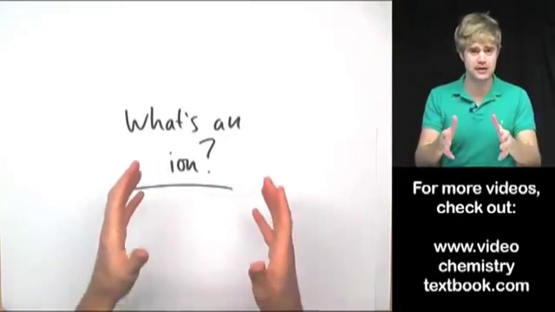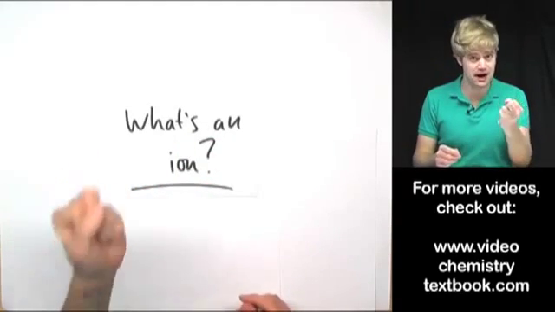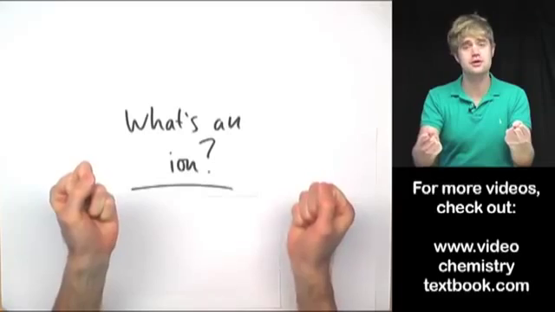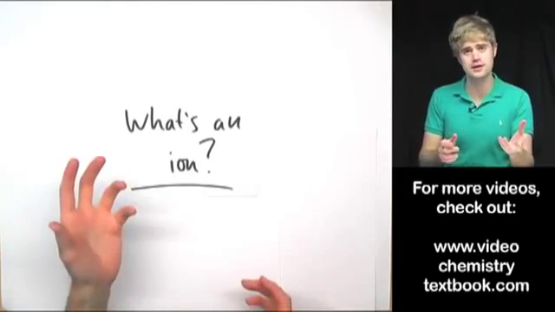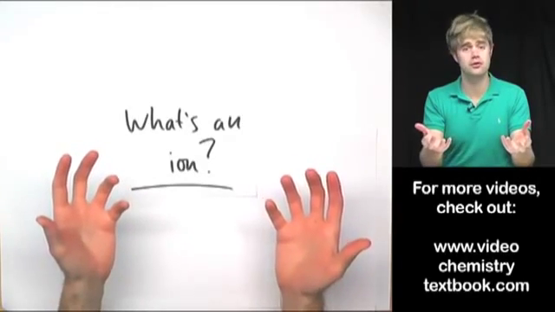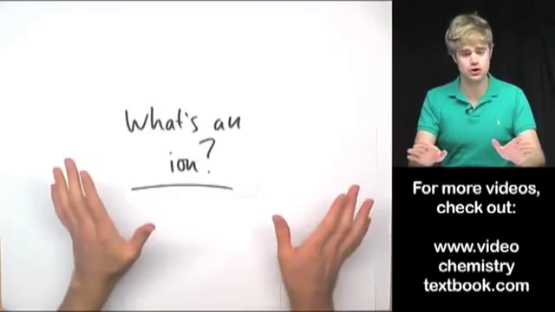Well, inside atoms, there are two things that have an electrical charge. There are protons that have a positive charge and electrons that have a negative charge. A lot of times in atoms, the number of protons is equal to the number of electrons. So the charges balance out and you don't have any total charge.